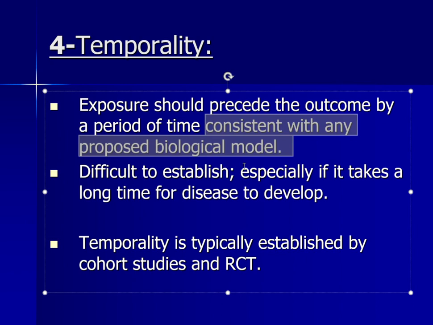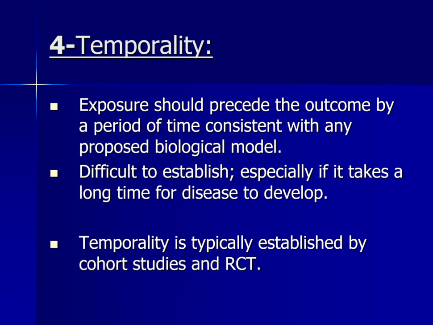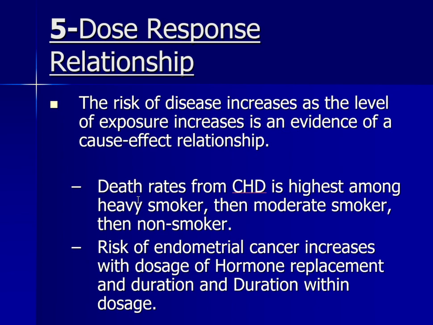It is difficult to establish, especially if it takes a long time for the disease to develop, and temporality is typically established by cohort studies and RCTs, meaning studies that are considered longitudinal in design. Dose-response relationship, some people call this biological gradient. This is where the higher the presence of the exposure, the more you see the outcome. So there is a dose-response relationship, and that's a good criterion unless you reach a certain plateau.